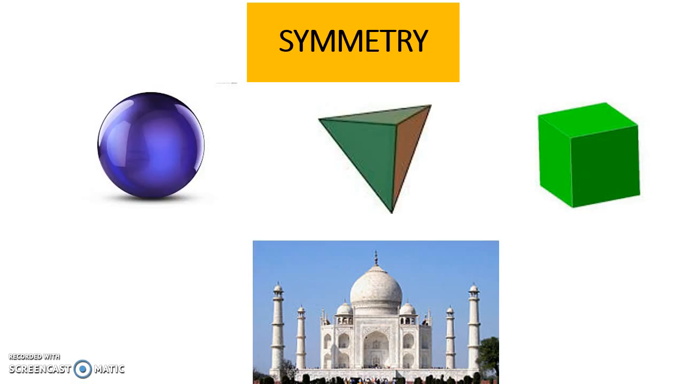If we consider objects like sphere, tetrahedron, and cube, we can differentiate one from other by the number of symmetry elements that each object possesses.